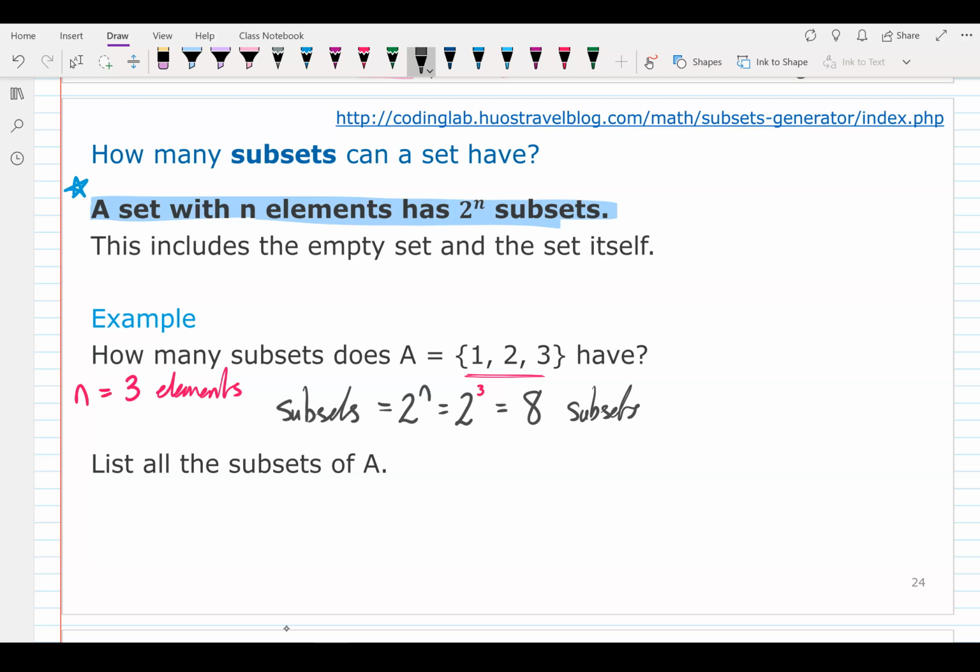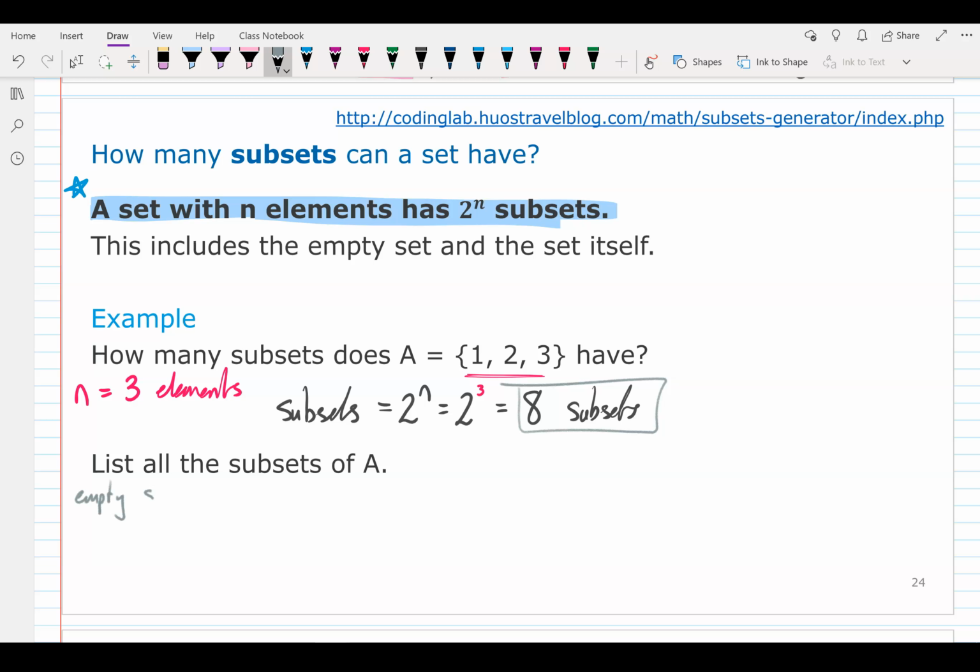So you might not know what the subsets are, but you can tell someone how many subsets there would be if we use that rule. Okay? Now it's going to ask you to list the subsets. So I'm going to do this in the most logical way possible.